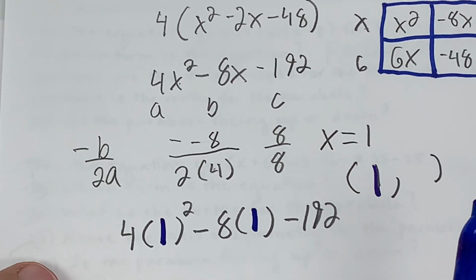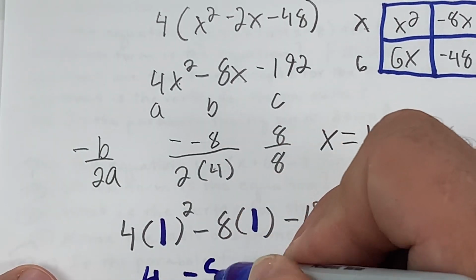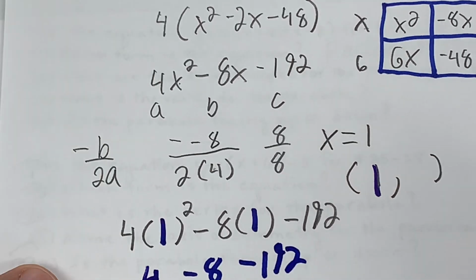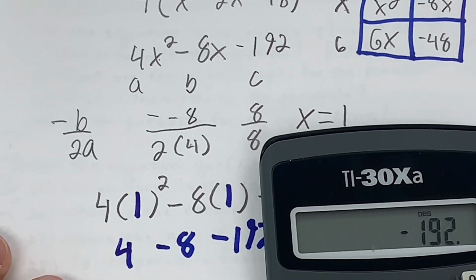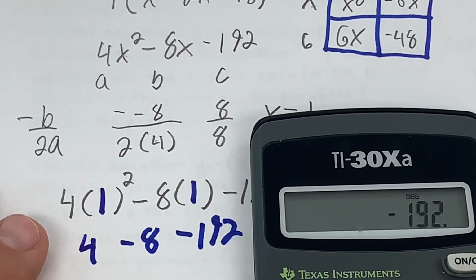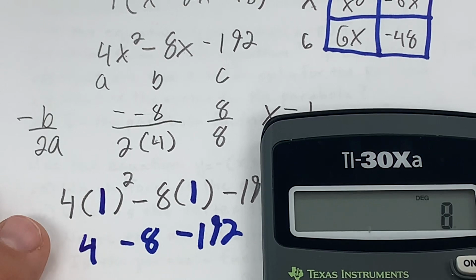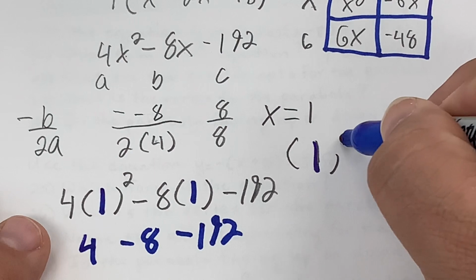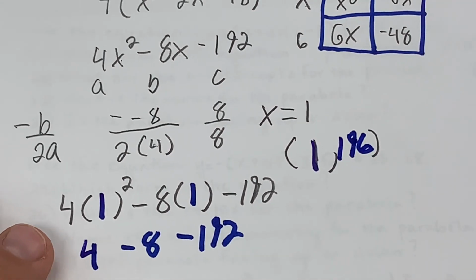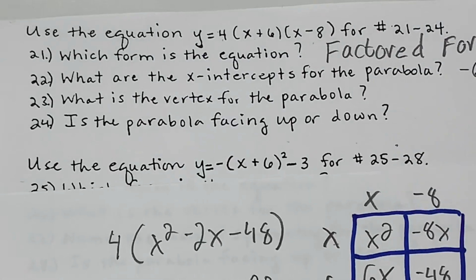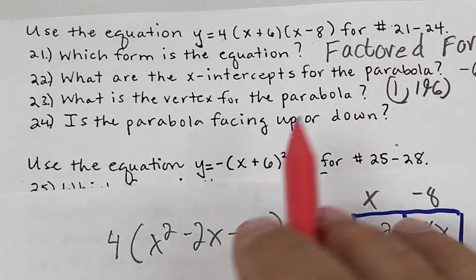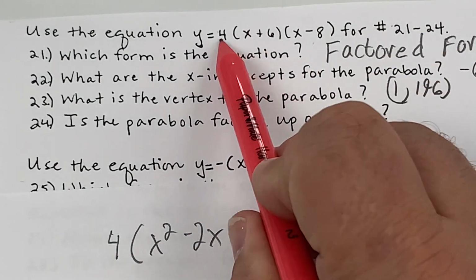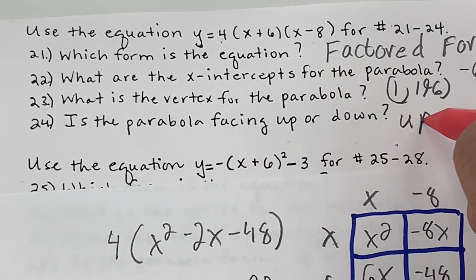So this is going to give me a calculator key in of 4 minus 8 minus 192. And that'll give me the y value of my vertex. So 4 minus 8 minus 192 equals 196. Wait, that's my vertex. So 1 comma 196. Is the parabola facing up or down? Because this is a positive number out front, the parabola is going to be facing up.